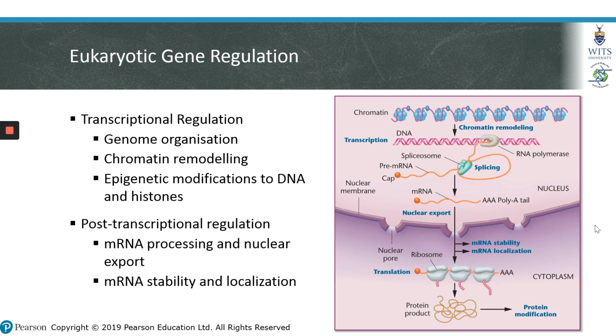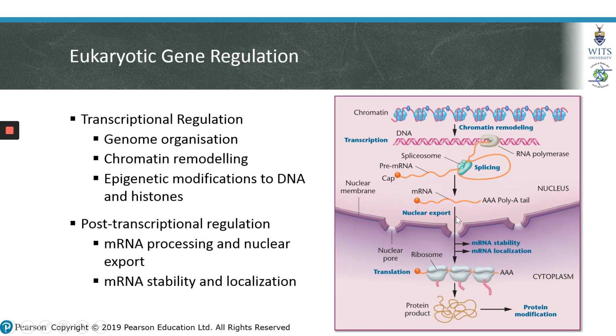Now going back to the central dogma. This diagram shows the typical process of transcription and translation in a eukaryotic cell. So we'll begin with chromatin. Chromatin first has to be remodeled in order to expose the correct regions of DNA that are to be transcribed. The DNA is then transcribed into a pre-mRNA sequence, which is further processed through splicing, capping, and poly-A tailing.